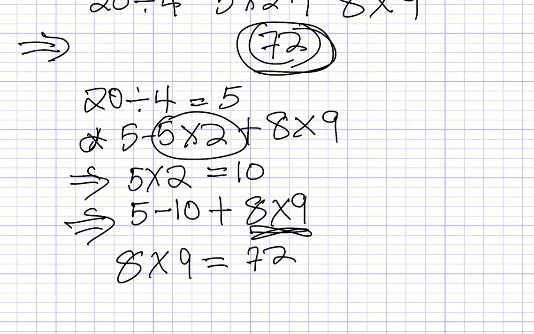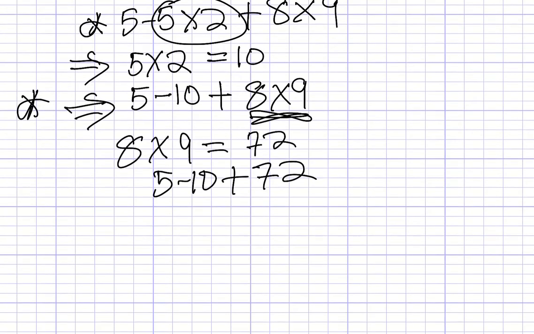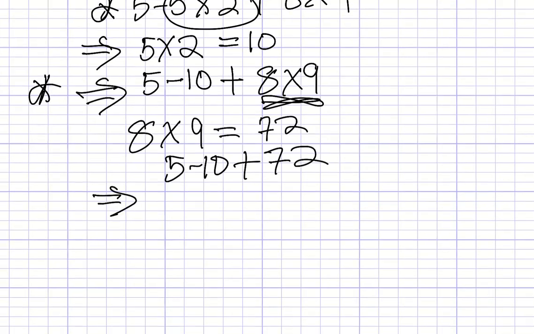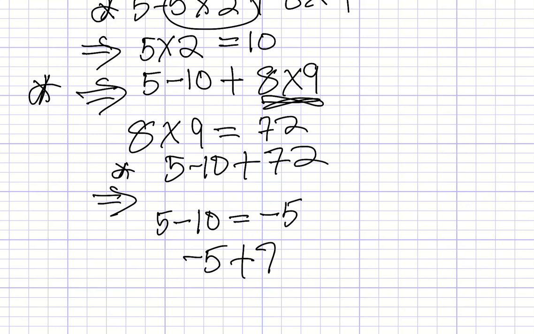Okay? So you rewrite this again. You say 5 minus 10 plus 72. Now you still gotta go from left to right. You can't choose which one you do first. You say 5 minus 10. 5 minus 10 is equals to what? Minus 5. And then you rewrite this one. You say minus 5 plus 72. And then you finish up. That will give you 67.